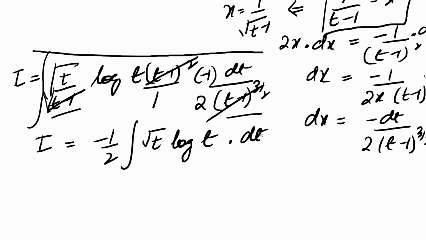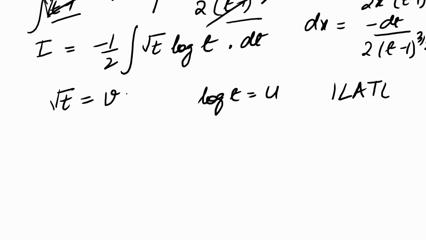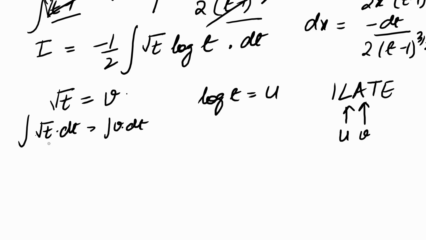Once we get this, we will apply integration by parts. We will take under root t as v, and we will take log t as u. We did this using ILATE. See, logarithmic comes here and algebraic comes here. So first we will take ILATE, so logarithmic will get u, and so we will do integration of under root t dt, and this integration will be v dt. So this will be what?